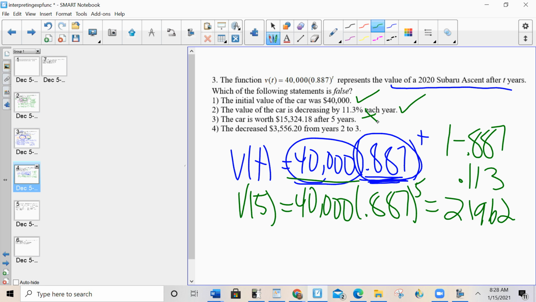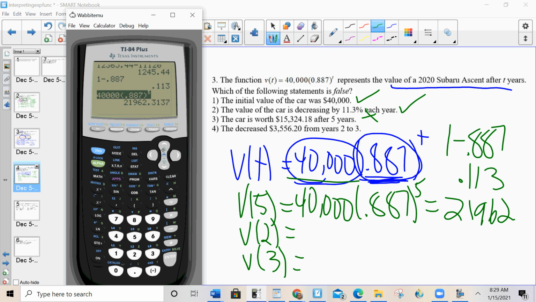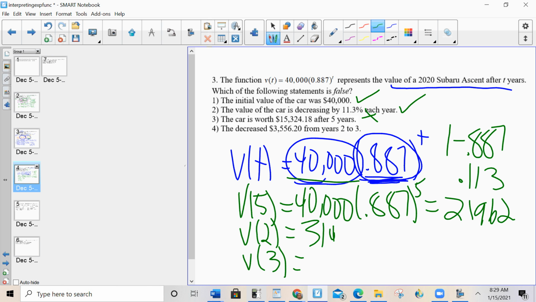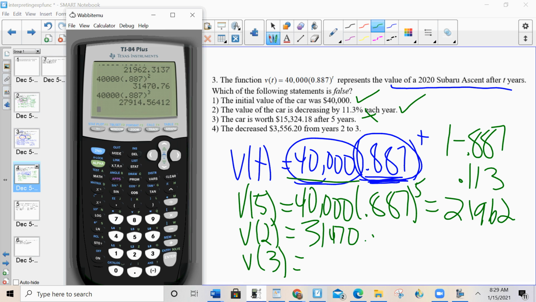So V of 2 and V of 3. V of 2 is 31,470. V of 3 is 27,914. This problem is depressing me. I'm just seeing the value of my car diminish. I'm just losing thousands and thousands of dollars doing this problem. So this is a little depressing.